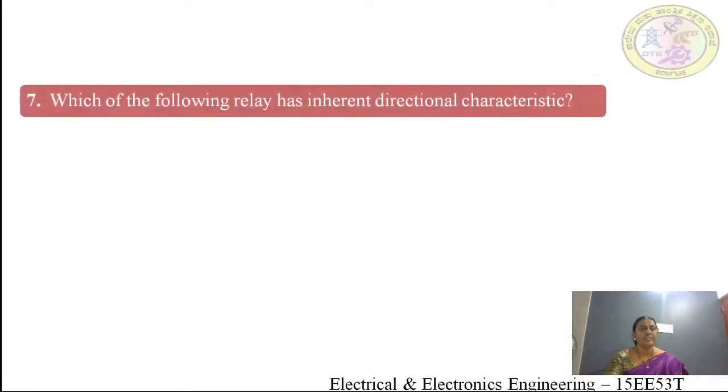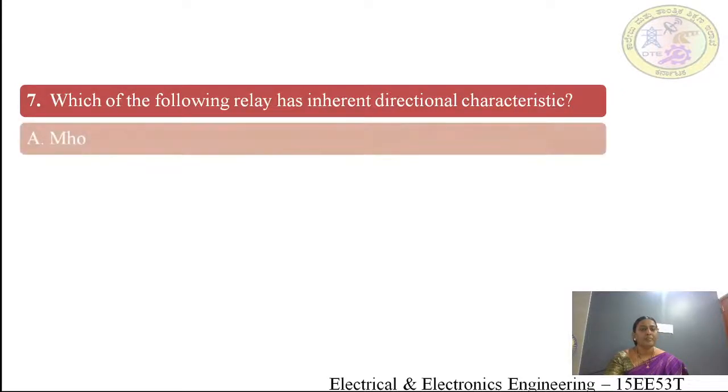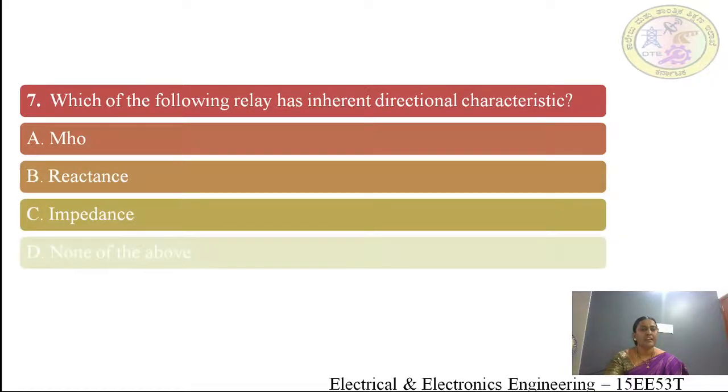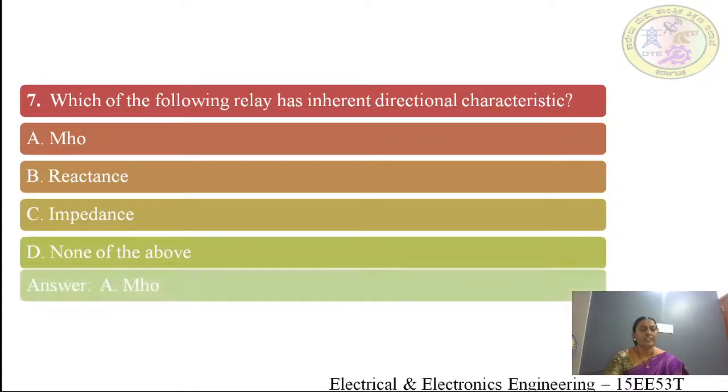Next, seventh question. Which of the following relays has inherent directional characteristics? Mho relay, reactance relay, impedance relay, or none of the above. The answer is Mho relay. Mho relay has the inherent directional characteristics.